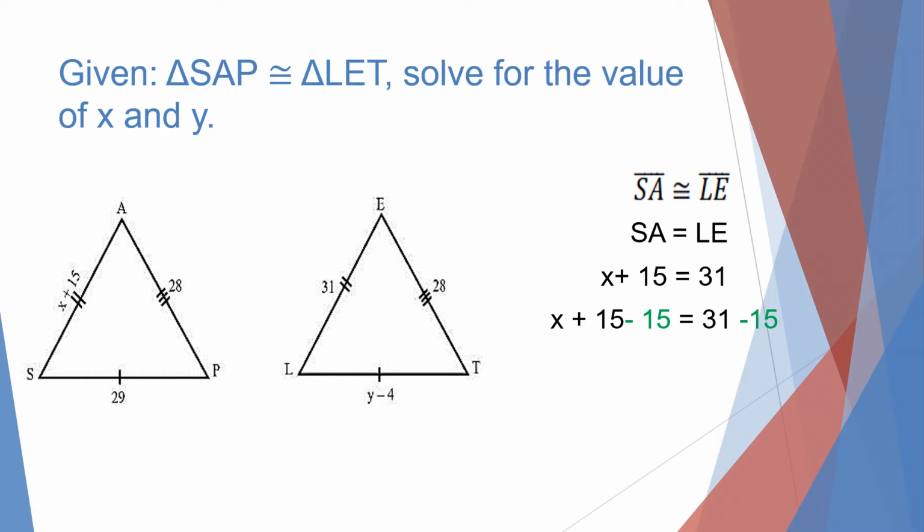So, we continue solving. What is 15 minus 15? Correct, it is 0. And what is 31 minus 15? Okay, we arrive at the answer, x equals 16. Yan. So, sa pagsasolve natin dito, we apply two properties of equality. We have the substitution property and the subtraction property of equality. Okay?